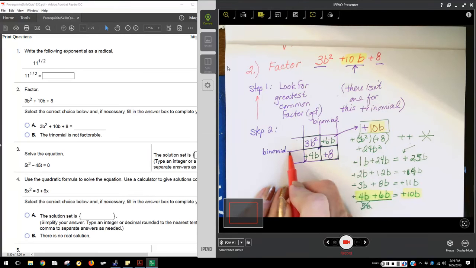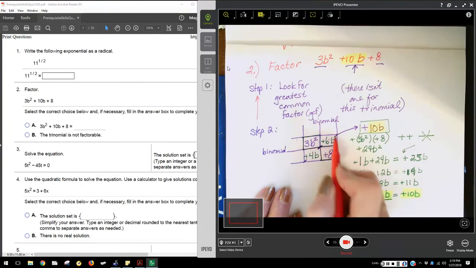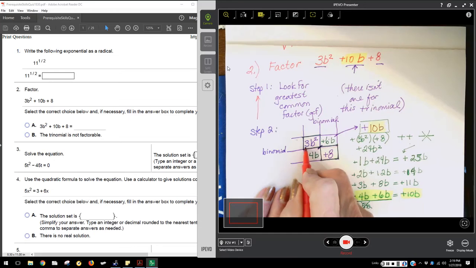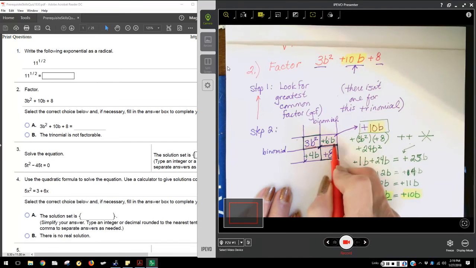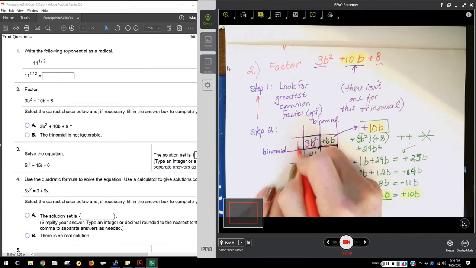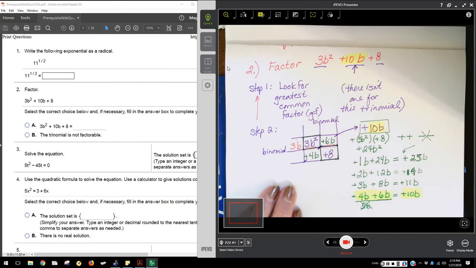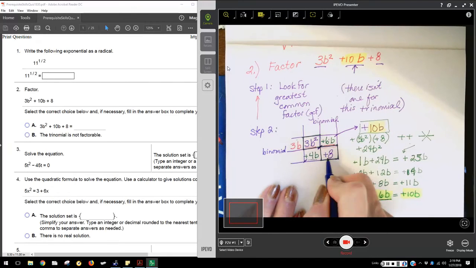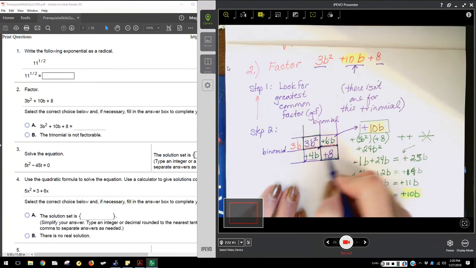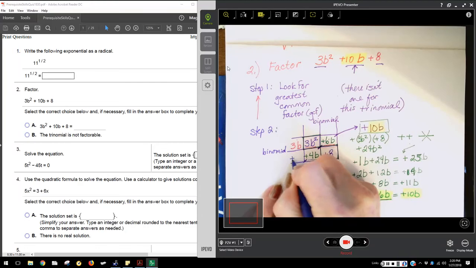On the first one, we're going to focus on just this row. What is the greatest common factor between 3b squared and 6b? We see that both of these have a b, and that 3 will in fact divide into 6, so that greatest common factor is 3b. Then we're going to move on to the second row and look at 4b and 8, both of which are positive. There isn't a b in both of them, but 4 does divide into 8, so the greatest common factor is 4.